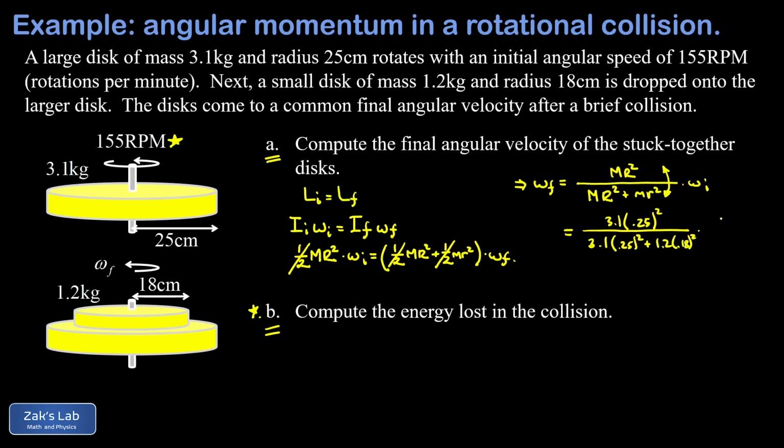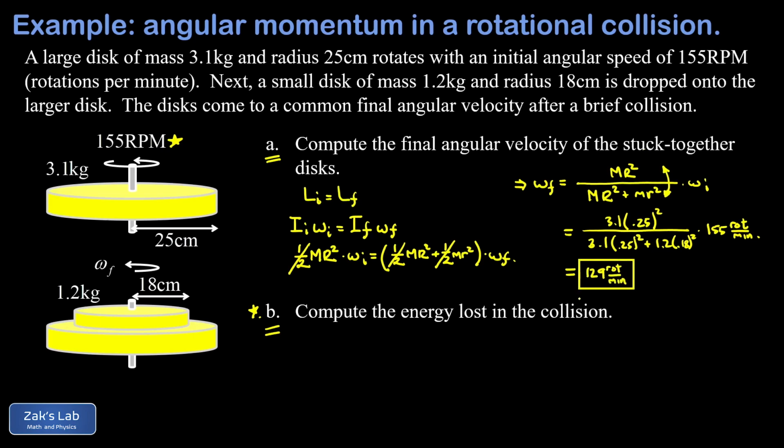And then omega initial was 155 rotations per minute. I'm going to go ahead and write that as a fraction, rotations per minute. So we can see this entire fraction is unitless because it has units of kilogram meters squared in the numerator and denominator. So when we run the numbers on this in our calculator, we're just going to get units of rotations per minute. So that's a fine way to state the final answer. And keeping 3 significant digits here, I get 129 rotations per minute.